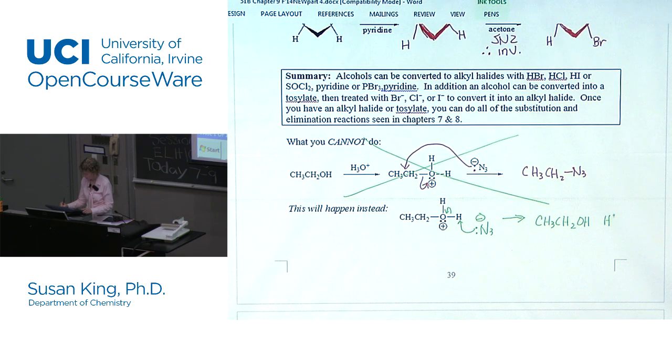And then HN3, hydrazoic acid. That's what you'll end up getting. So why doesn't that work? Why does that work with HBr?